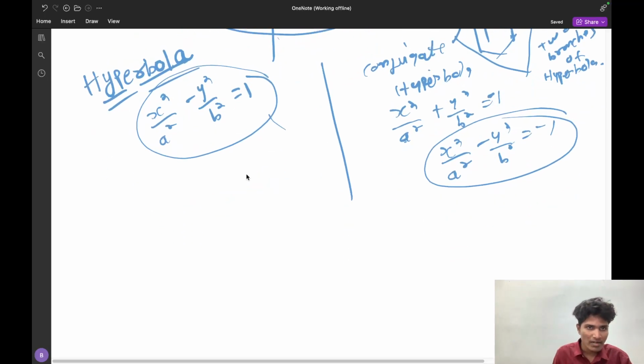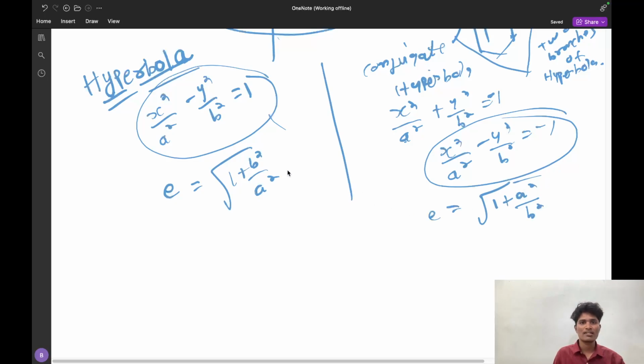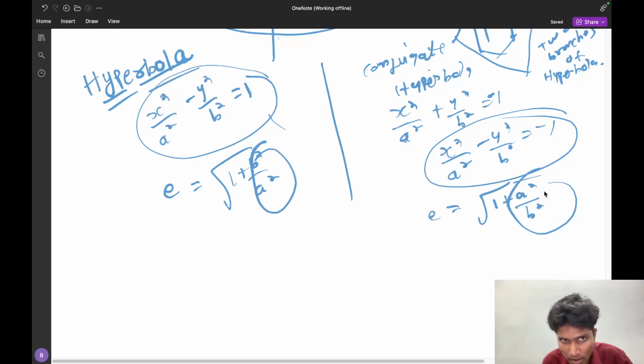And now the calculation of eccentricity. What is the eccentricity? e equal to root of 1 plus b square by a square is this eccentricity. And for the conjugate hyperbola, it is root of 1 plus a square by b square. Yes, the reverse. Here it is b square by a square, here it is a square by b square. You have to think like that.